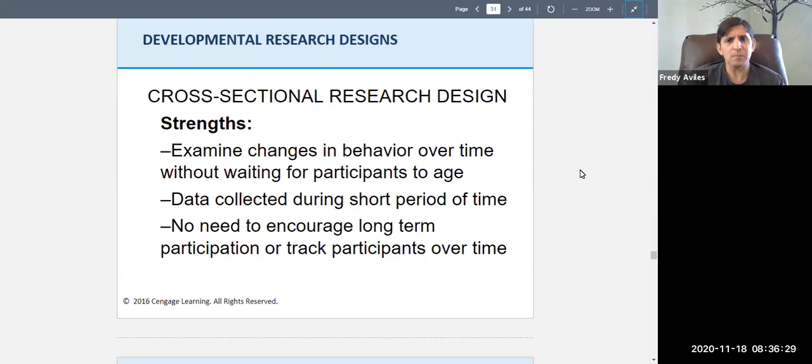They give you some clue about what's happening over time as people get older. And you don't have to wait for participants to age. You don't have to wait for them to get older. You just compare people of different age. You can collect data during a short period of time.